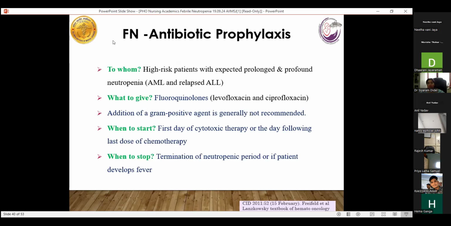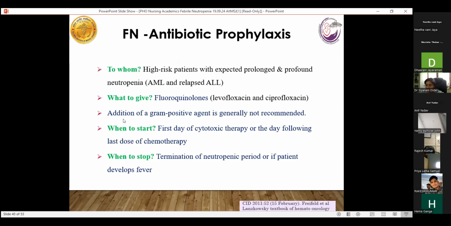Then whom should we start on antibiotic prophylaxis? We should give it to high-risk patients with expected prolonged and profound neutropenia, such as AML patients who are receiving high dose chemotherapy, or children with relapsed ALL. In all these patients, we have to give prophylaxis. What to give? That is fluoroquinolones, that is levofloxacin and ciprofloxacin.